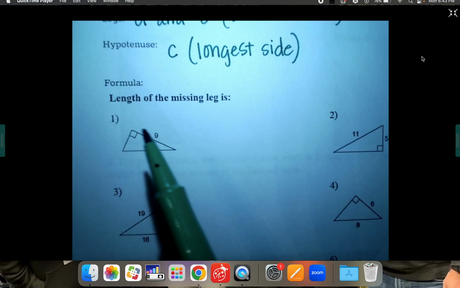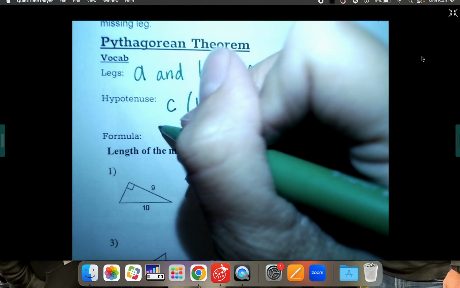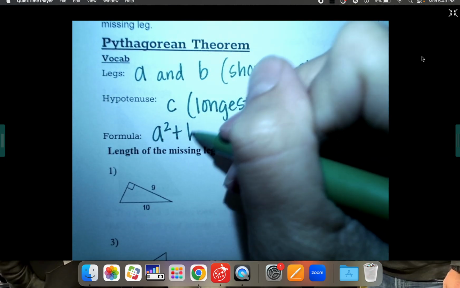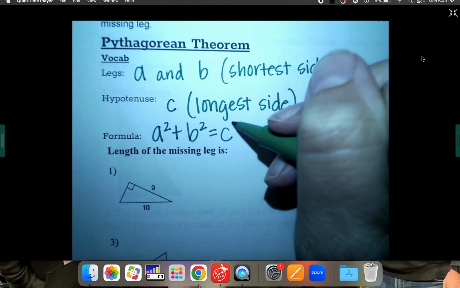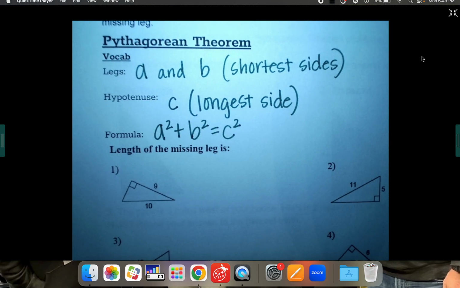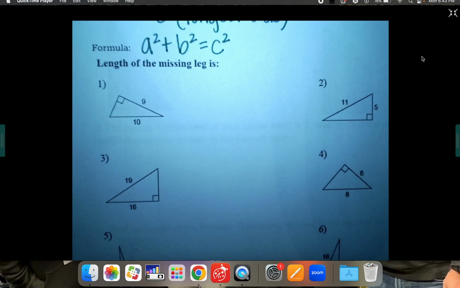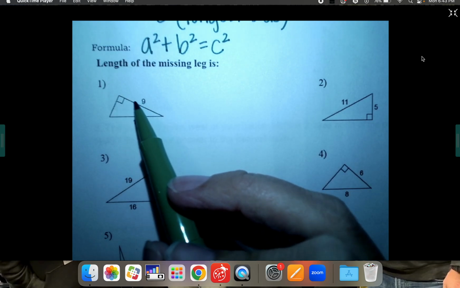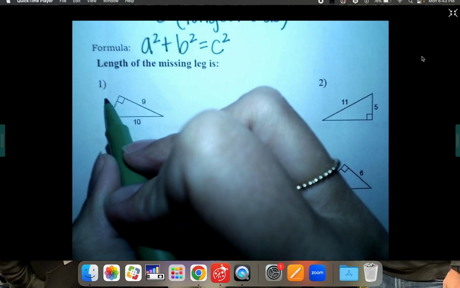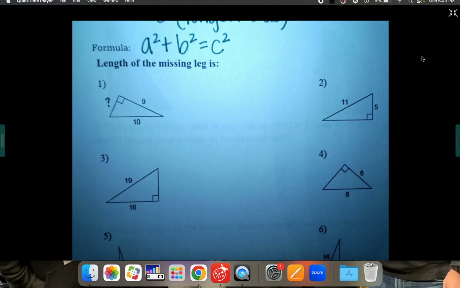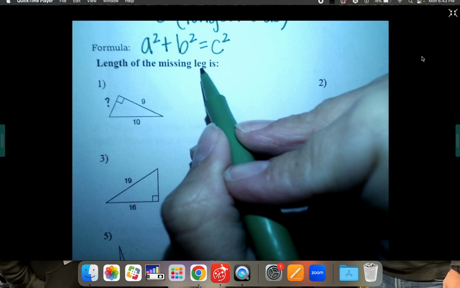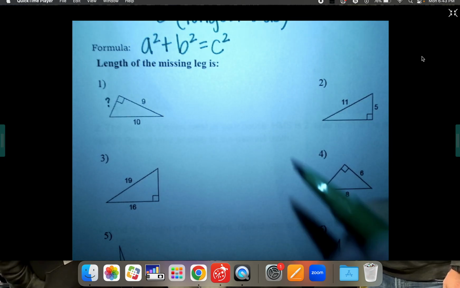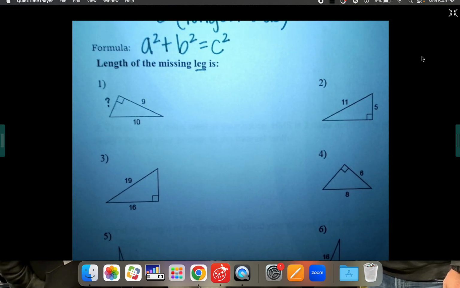Okay, today, here's the formula: A squared plus B squared equals C squared. The reason this video is different is because sometimes you have the hypotenuse and you have one leg, but now we're missing the other leg. In the previous video, we were missing all the hypotenuses. This one, we're missing legs.